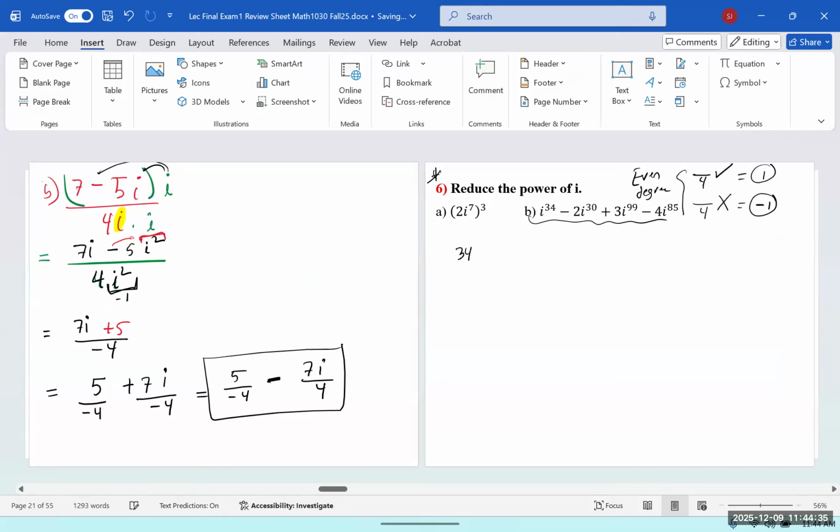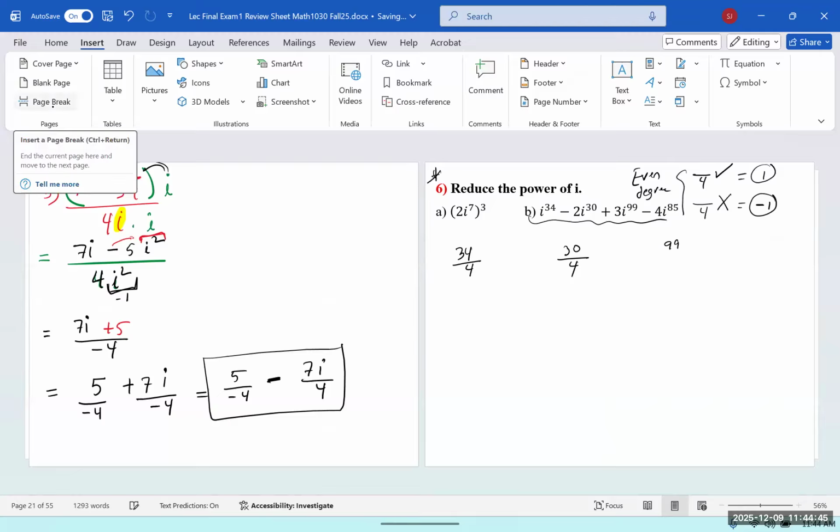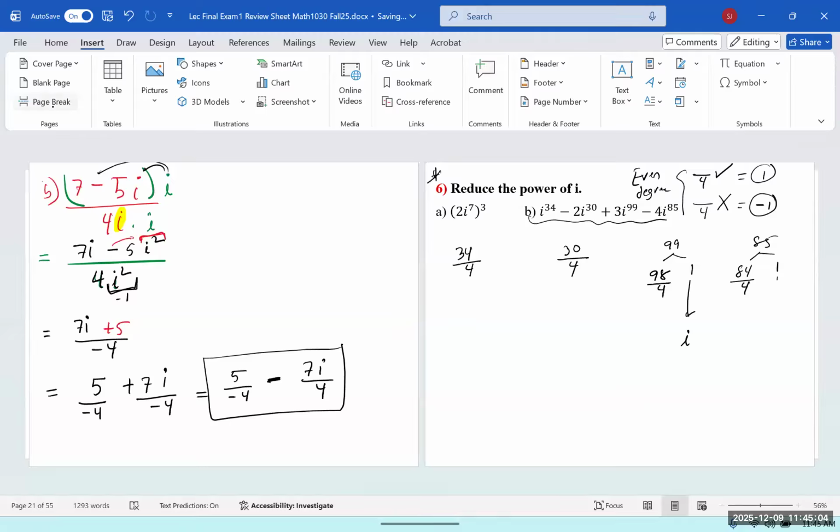We have 34, an even number, so just divide by 4. Then we have 30, an even number, so just divide by 4. 99 is not even, so you have to split 98 and 1, and then you divide by 4. 85 is not even, so you split into 84 and 1, and then you divide by 4. Now this 1 is actually i.